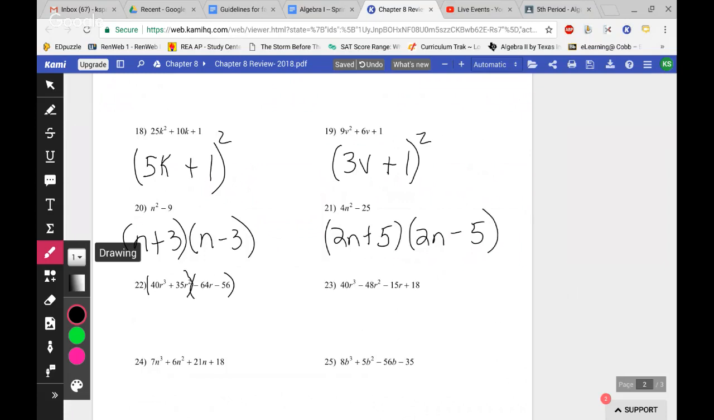Okay, so what can I factor out of a 40r cubed and a 35r squared? You can factor out 5r squared. Good job, 5r squared. So if I took a 5r squared out of 40r cubed, what would I have left? 8r plus 7. Perfect. Okay, what could I factor out of a negative 64r and a negative 56? Negative 8. Good job.